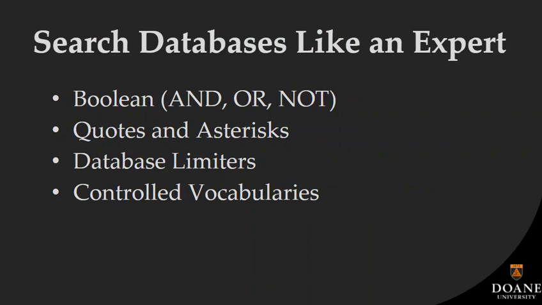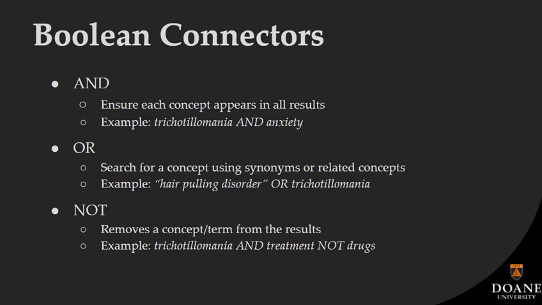The tips we're going to look at today will help you search more like an expert, and these are the tips that most experts use when they are searching in databases to get better results. The first one is Boolean. That's using an and, or, and not. The second one is how to use quotes and asterisks to get better results. Third is database limiters. And finally, we will take a look at using controlled vocabularies.